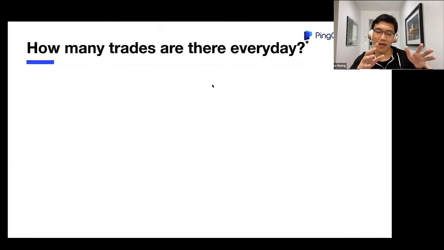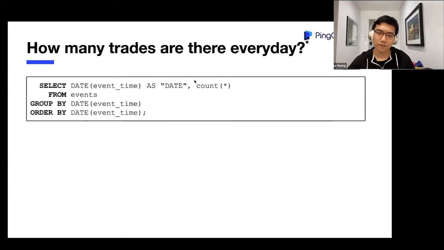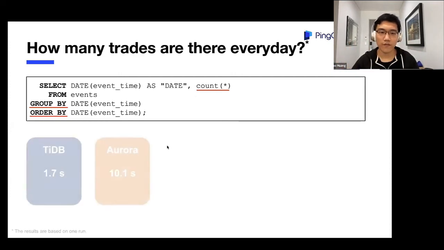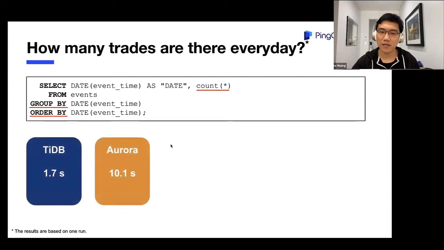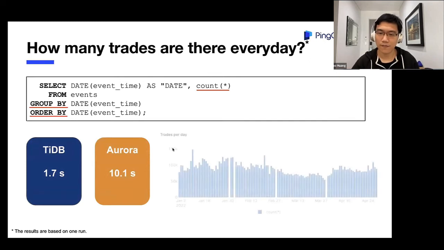Recall we have an ER diagram. To calculate how many trades there are every day, maybe we only need to query the events table. So here's the SQL query. We first count how many events there are, then group by dates, and then order by dates, so that we can plot all these results on Retool. For the first query, TiDB used 1.7 seconds, while Aurora used more than 10 seconds. And here's the result.